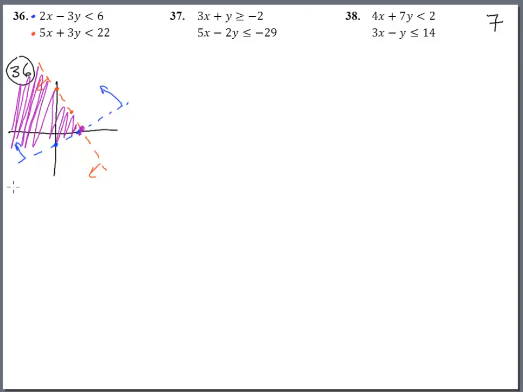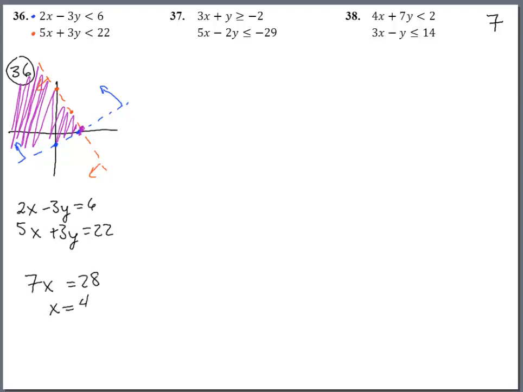By solving this system, 2x minus 3y equals 6, and 5x plus 3y equals 22. Solving the system of equations, it looks like it is set up ideally for elimination. So let's add this and add that, and we get 7x equals 28, which means x equals 4.